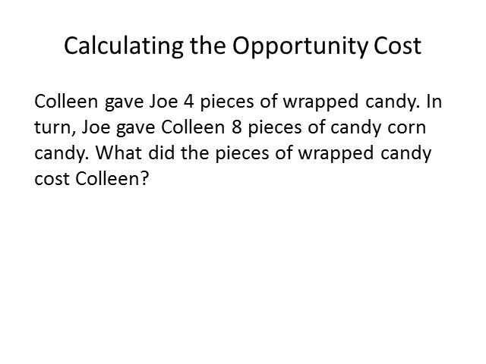We can look at the same problem from Colleen's perspective. To do this, we need to rephrase the situation. Let's take a minute to look at the problem. In this case, we're looking at it from Colleen's perspective. So Colleen gave Joe 4 pieces of wrapped candy, and in turn, Joe gave Colleen 8 pieces of candy corn. What did the pieces of wrapped candy cost Colleen? The procedure to figure out this is the same as the original.